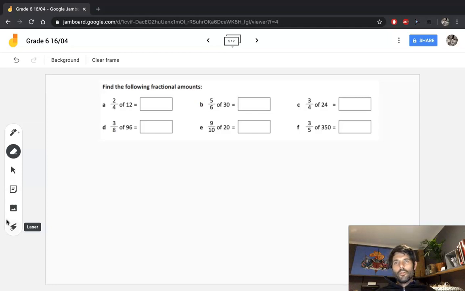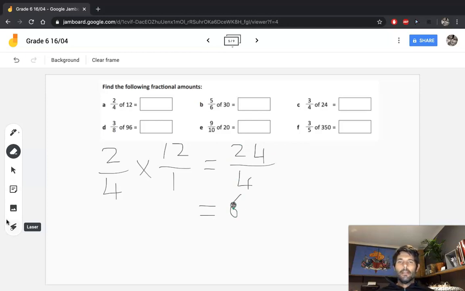Okay, so just to go through these, remember we can write 2 over 4 of 12 as a multiplication, and 12 can be written as 12 over 1. Okay, now multiply the numerators together to get 24 and the denominators together to get 4, and we know that 24 divided by 4 is 6.